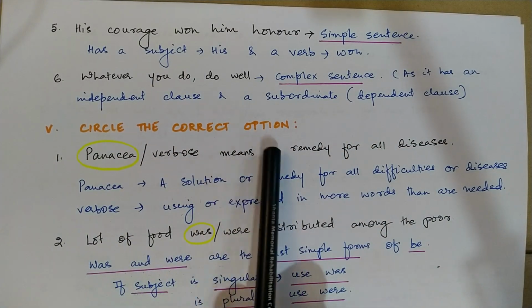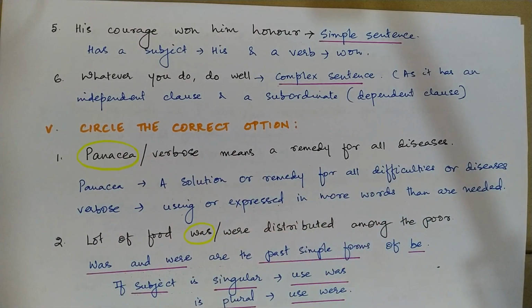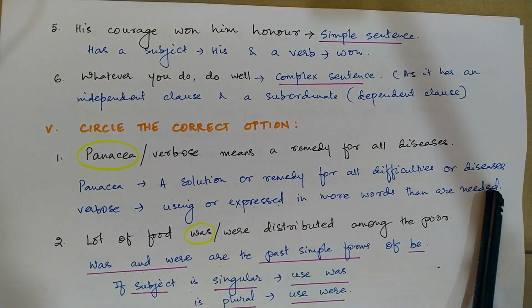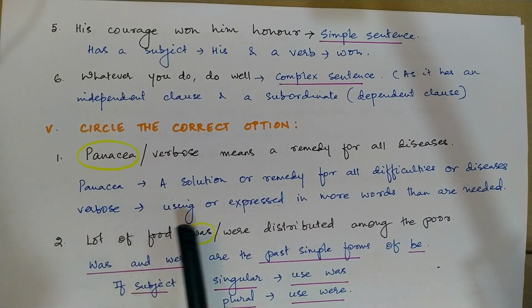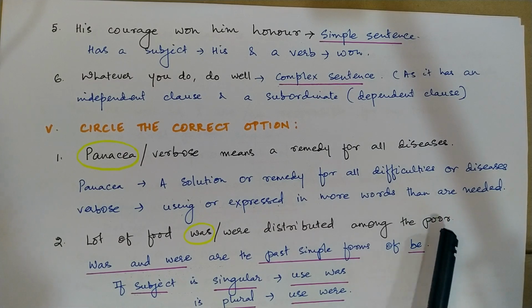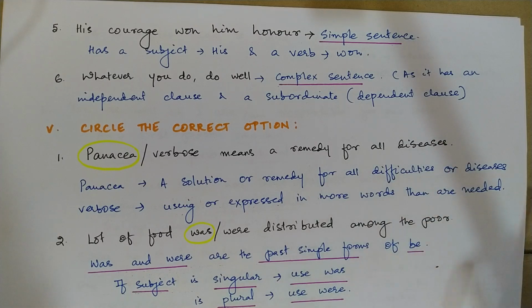Next, circle the correct option. Panacea or verbose means a remedy for all diseases. Now what is the meaning of panacea? A solution or remedy for all difficulties or diseases. What is the meaning of verbose? Using or expressed in more words than are needed. So the answer will be panacea, means a remedy for all diseases.